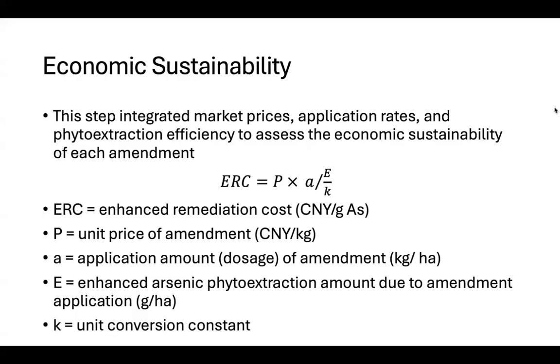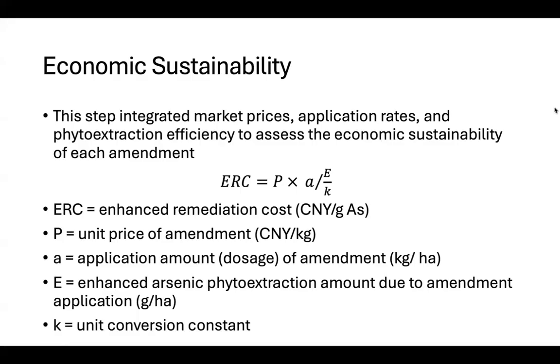For the economic sustainability step, this integrated market prices, application rates, and phytoextraction efficiency to assess the economic sustainability of each amendment using this equation here. The ERC, or enhanced remediation cost, represents the cost of amendments required to assist P. vittata in removing an additional 1 gram of arsenic from the soil, with lower values indicating better economic efficiency.